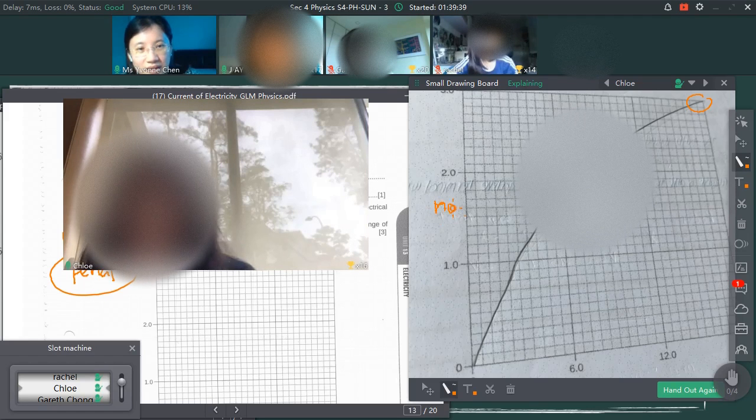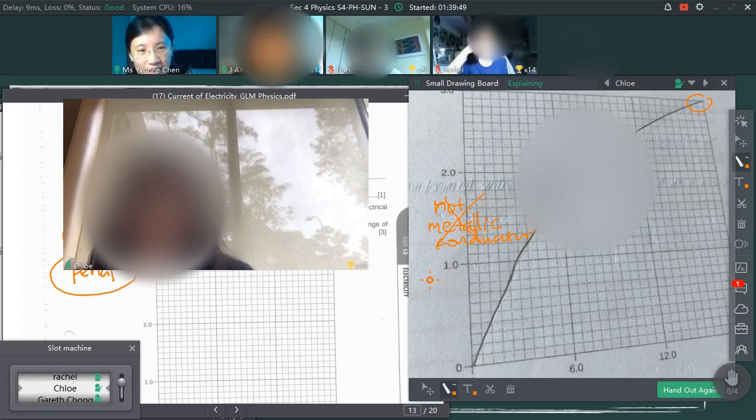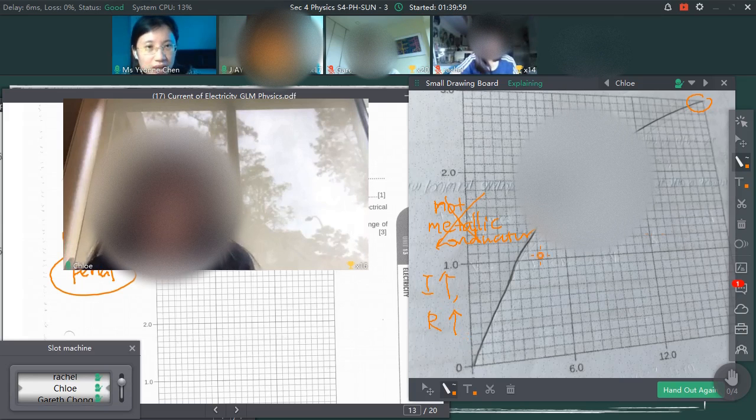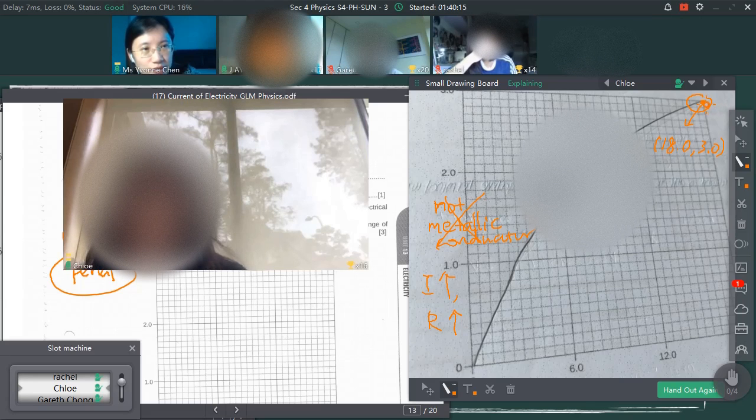Because it's not a metallic conductor, we cannot draw a straight line. So as current increases, what happens to resistance? Increases as well. Okay, at this particular point, all of you show a very nice shape, but not every one of you has given this point, 18.0 and 3.0. Can you explain to me why this graph passes through this point?